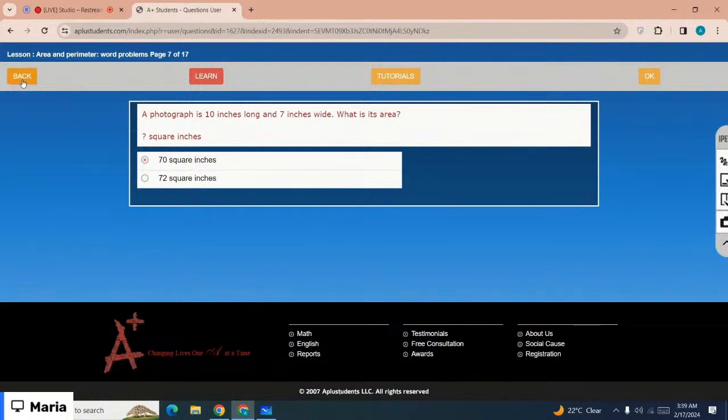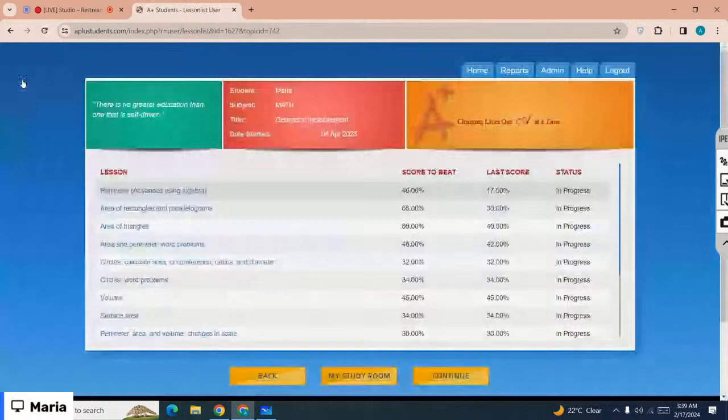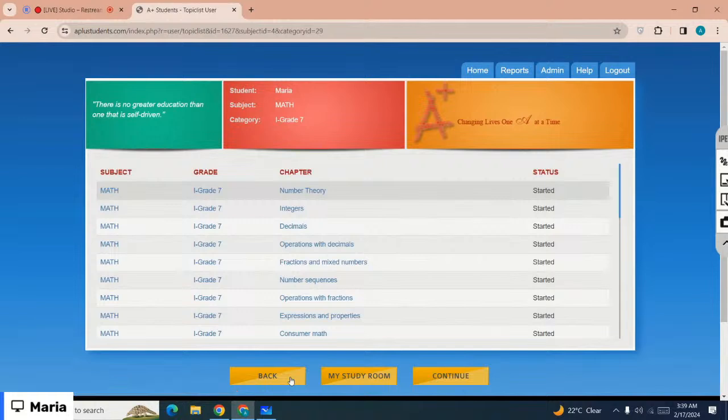Okay, you can complete the lesson by yourself later today. So we were working on grade 7 math. The chapter we're working on is geometric measurement, and the lessons we have covered today are perimeter, area of rectangles and parallelograms, area of triangles, area and perimeter word problems, right? So please make sure before the next session you complete all the practice questions for the lessons we just did. That is your homework until next session, right?